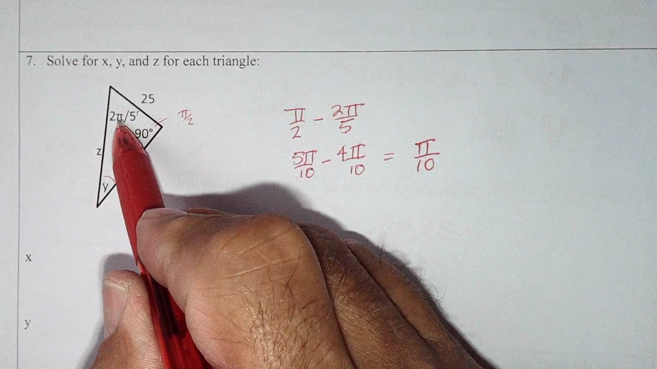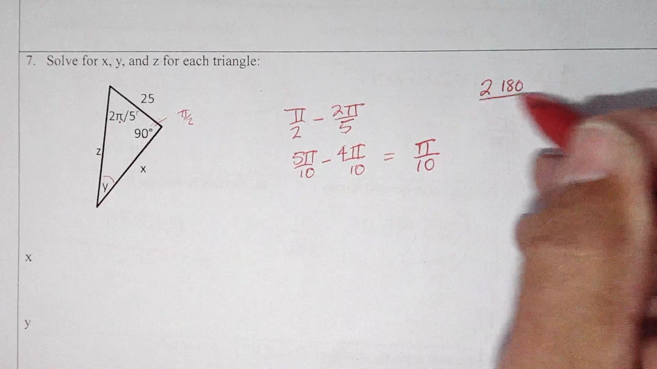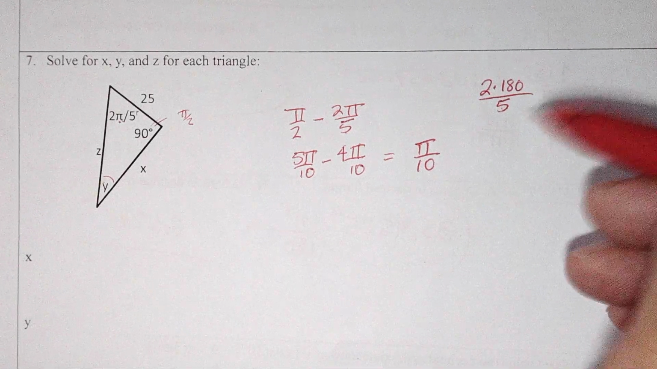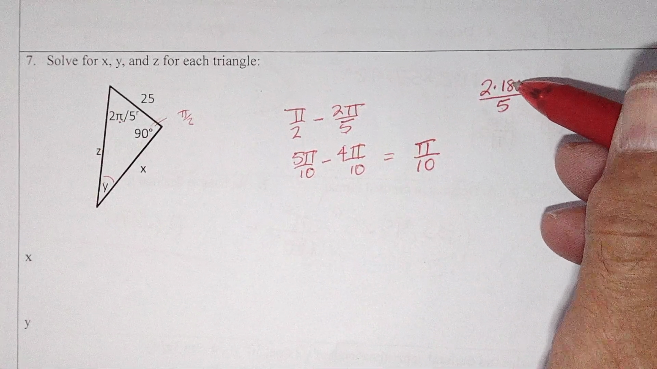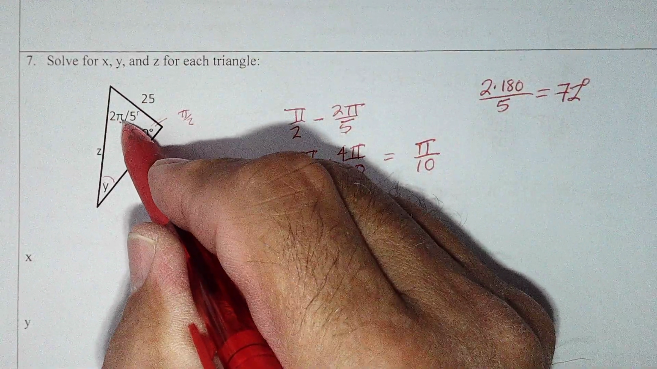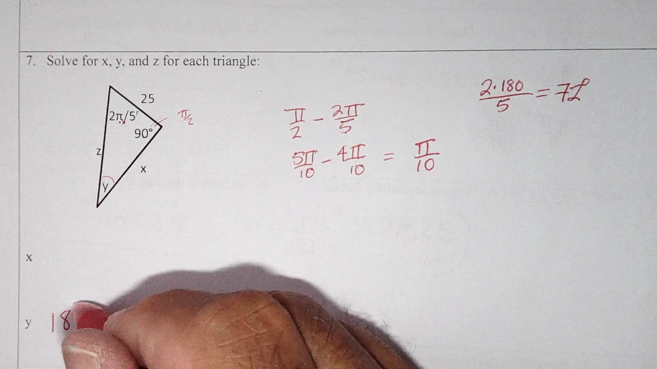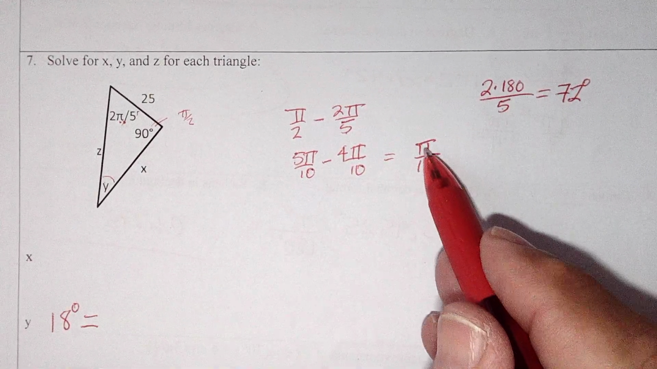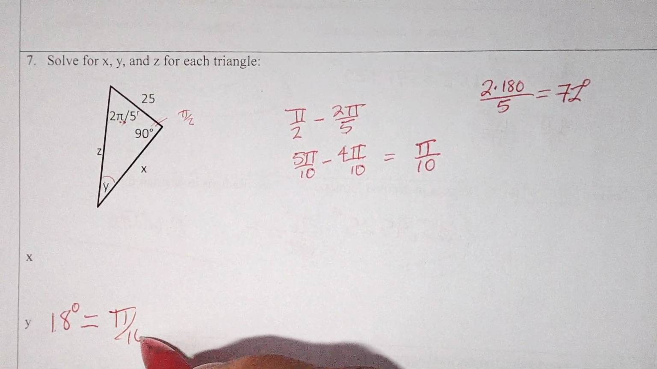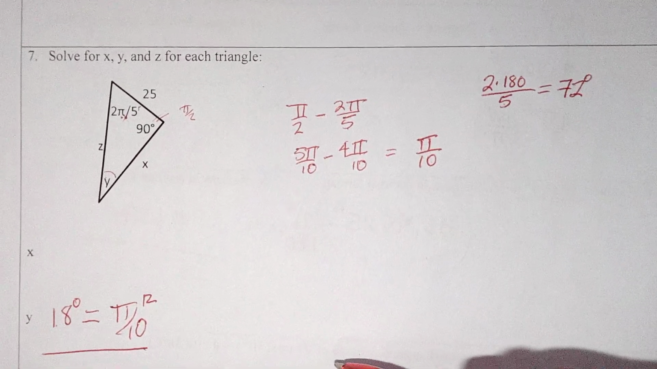Or you can convert this. So 2 pi is 180 degrees divided by 5, and 5 goes into 180 36 times, times 2 is 72 degrees for that. Take that from 180 and you get 18 degrees, which is 180 divided by 10 is 18. So y is either 18 degrees or pi radians divided by 10.